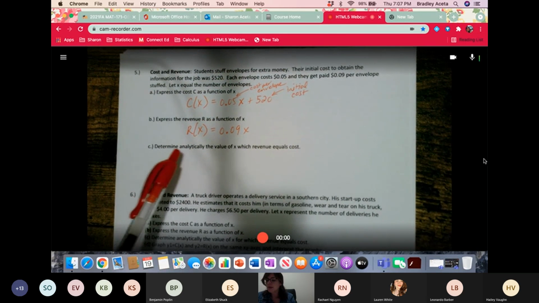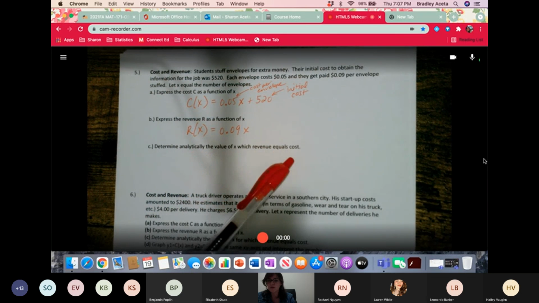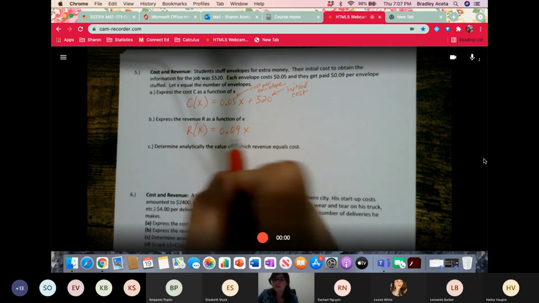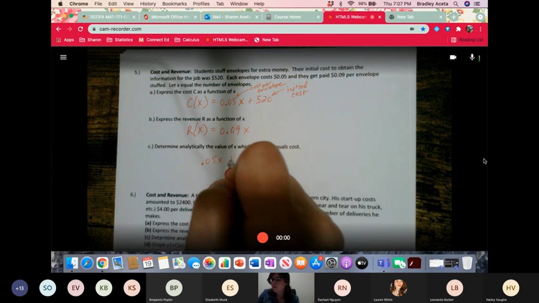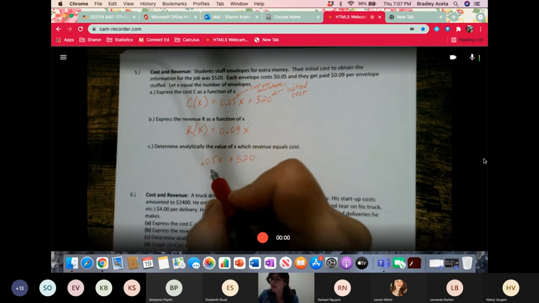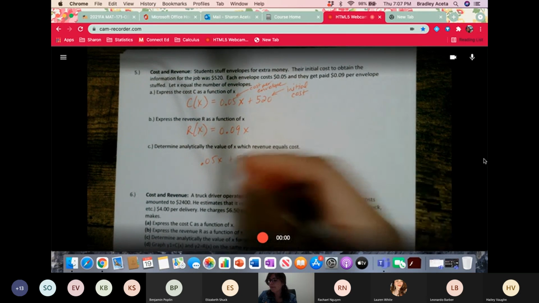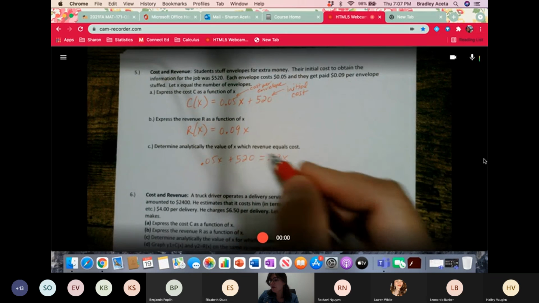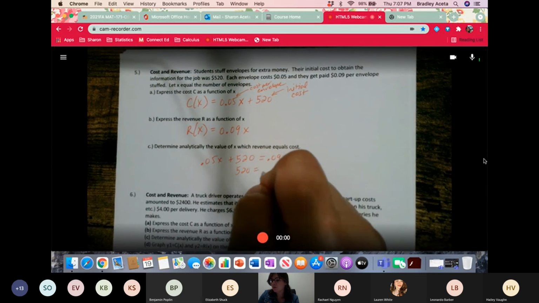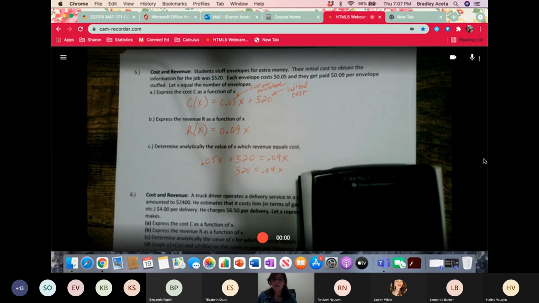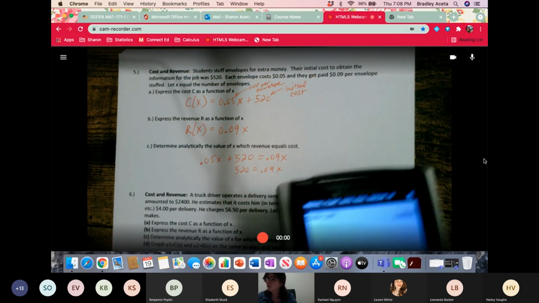Part C says, okay, determine analytically the value of x at which the revenue equals the cost. So you're going to set this equation equal to that one, or vice versa. I'm going to do it the flip way: 0.05x plus 520 equals 0.09x. And again, you can multiply everything by 100. I mean, these are actually pretty easy to do, and use your calculator. 0.04. And then let's see, what is 520 divided by 0.04? 13,000.